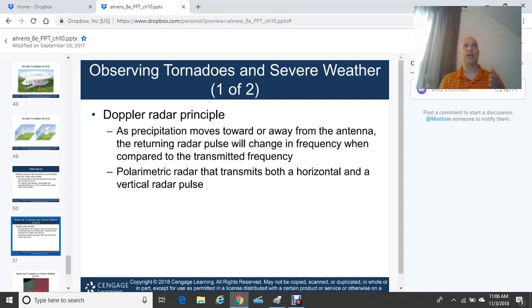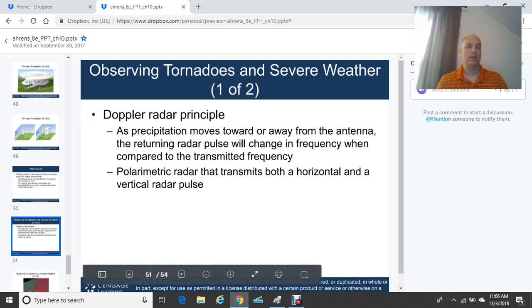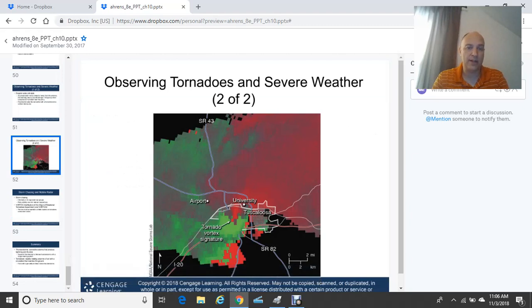Large speed changes over a short distance or large directional changes on the Doppler weather radar over short distances could possibly yield a hook echo and a tornado. Okay, so let me show you some images here. This is a velocity product, and this is right outside of Tuscaloosa, Alabama.